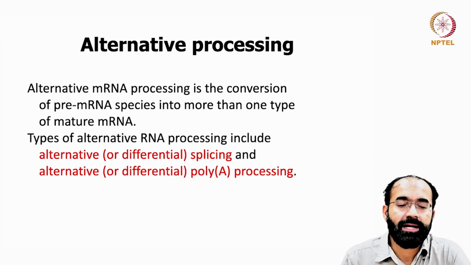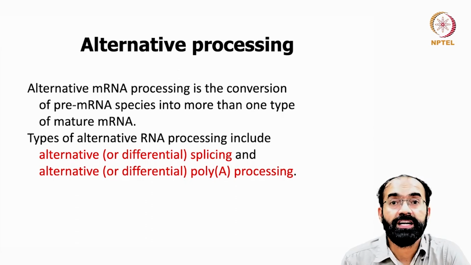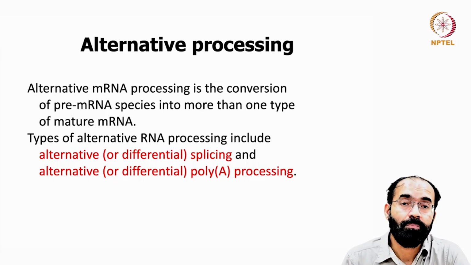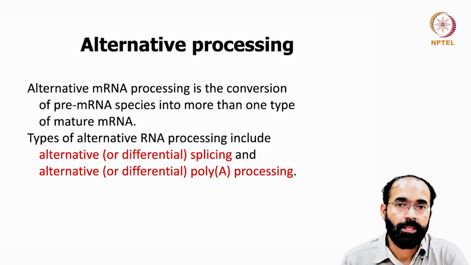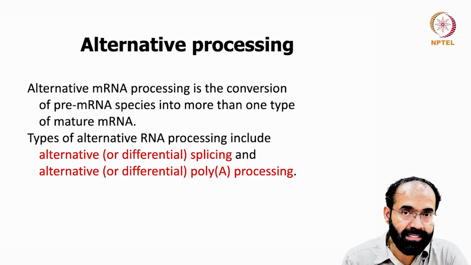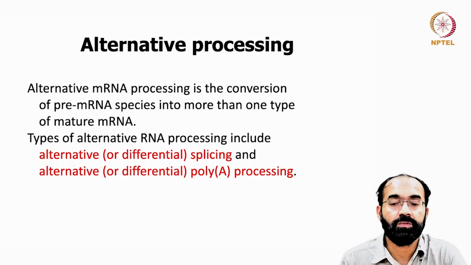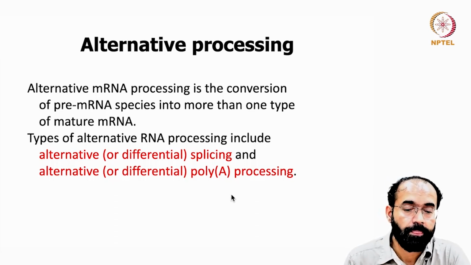So the types of alternative RNA processing include alternative or differential splicing and alternative or differential poly-A processing. Because this requires detail, we will move onto the topic slowly. We will see them really slowly so that you catch it in the right spirit.